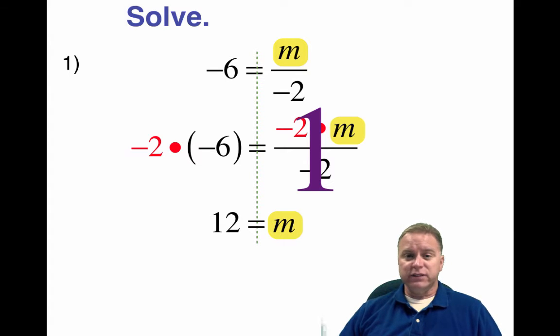Remember, a negative times a negative is a positive. If the signs are the same and you're multiplying, then the answer is positive. And if we check that, if we plug that back in, and you go 12 divided by -2, you should get -6.